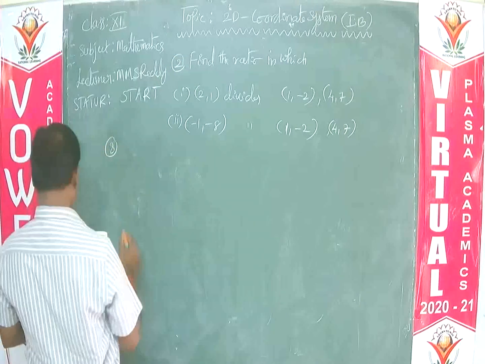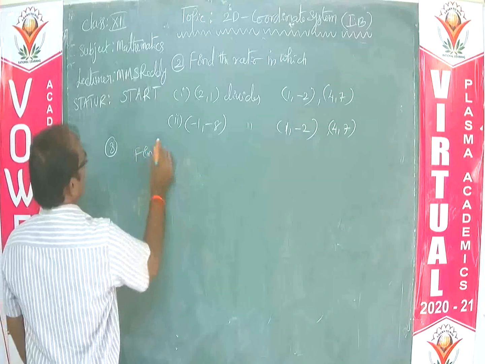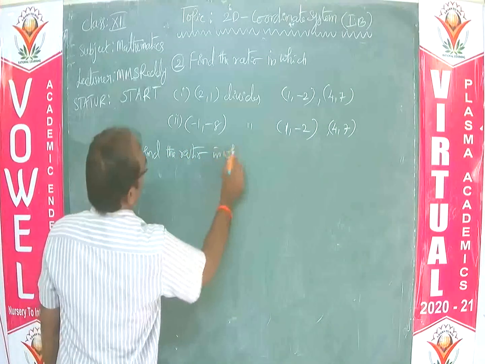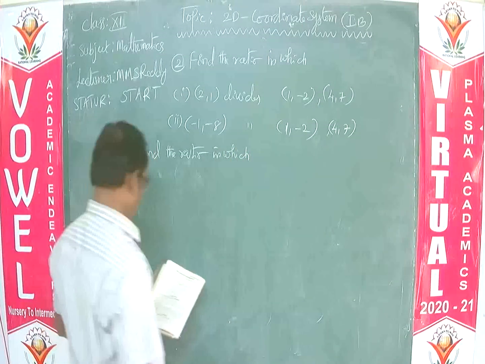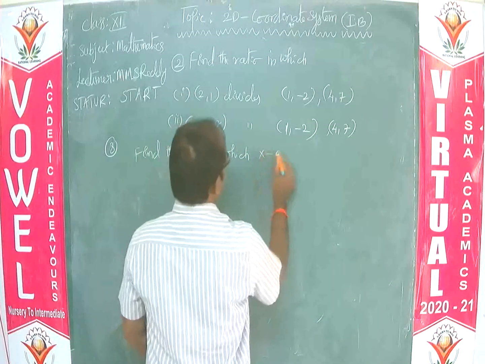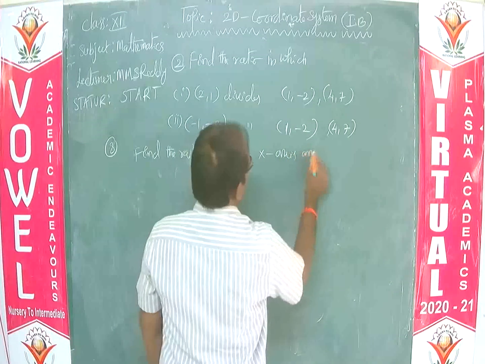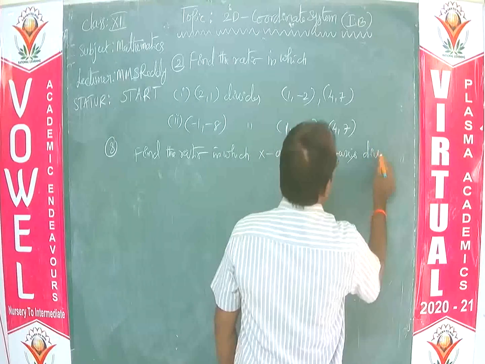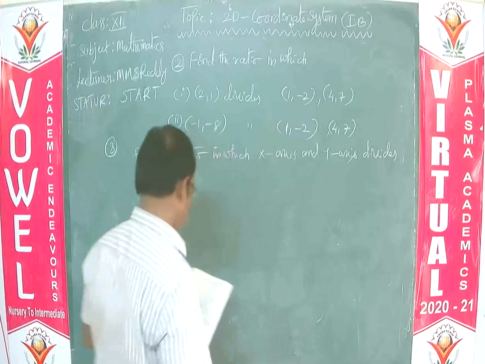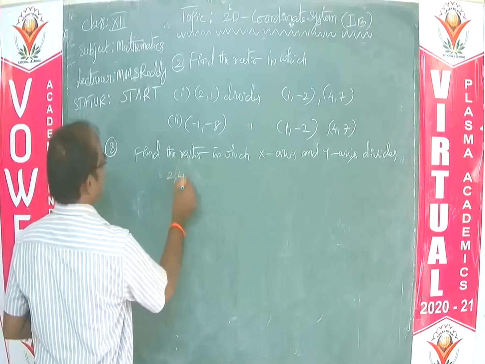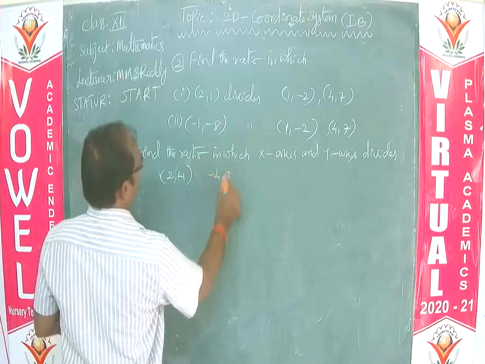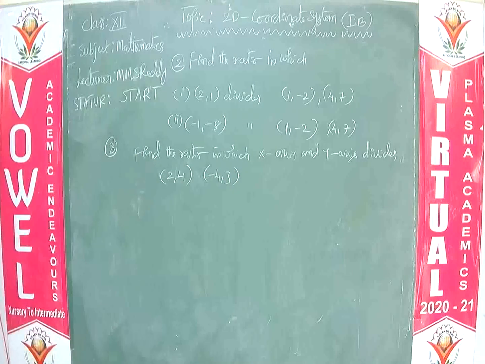Third one, find the ratio in which the x-axis and y-axis divide the line segment joining the points 2, 4 and minus 4 comma 3. Look here.